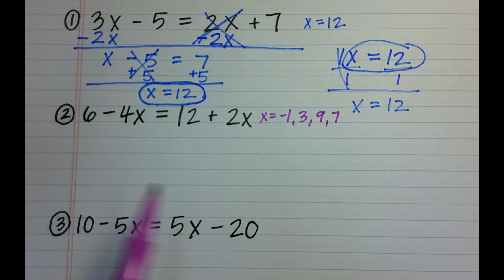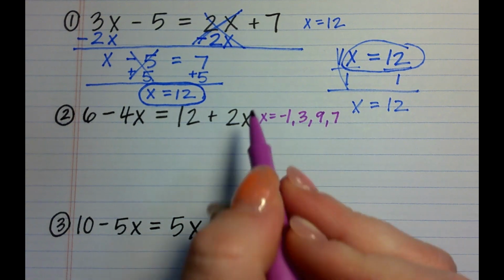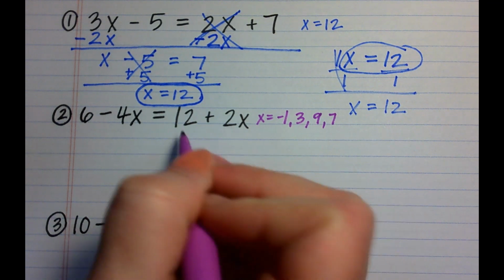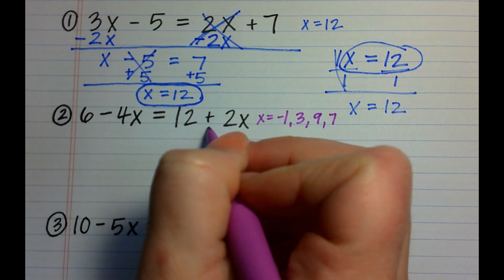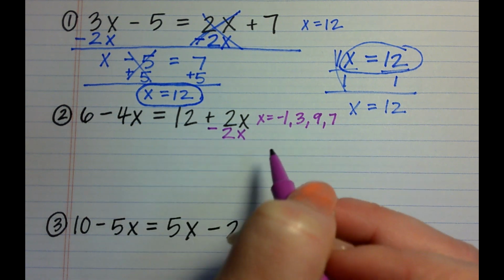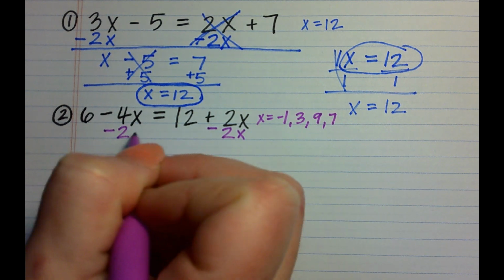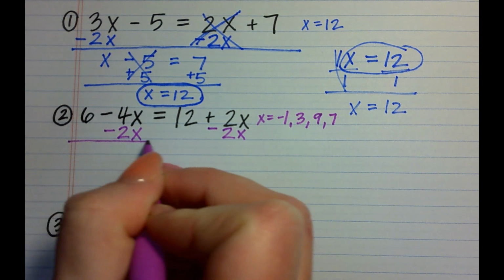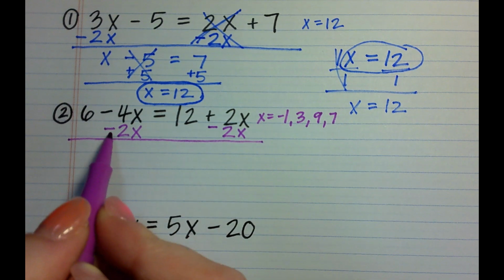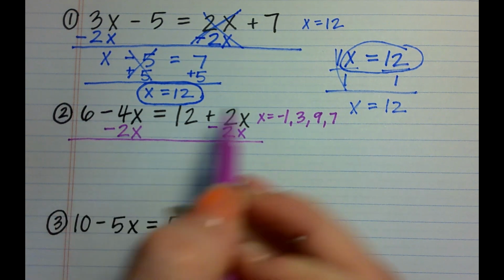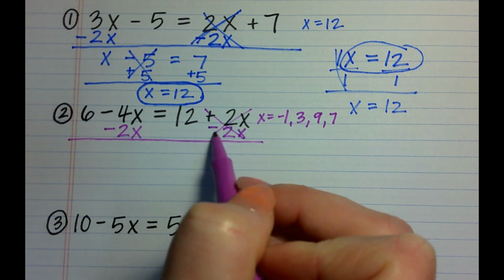What could we do first? Subtract 2x from both sides. Sure, let's do that. The 2x, is that what you're talking about? Okay, so let's get rid of 2x. We'll do minus 2x and minus 2x. Now, we need to be careful when we are subtracting from a negative number. That's easy to mess up.